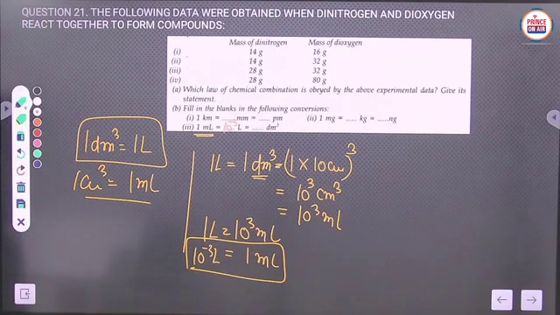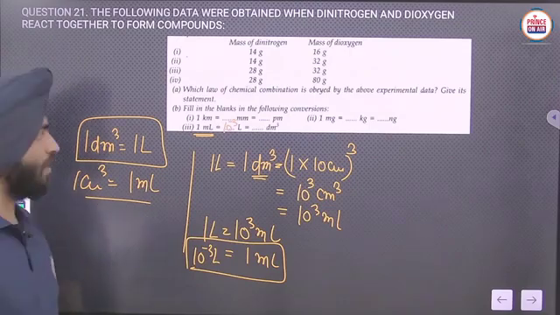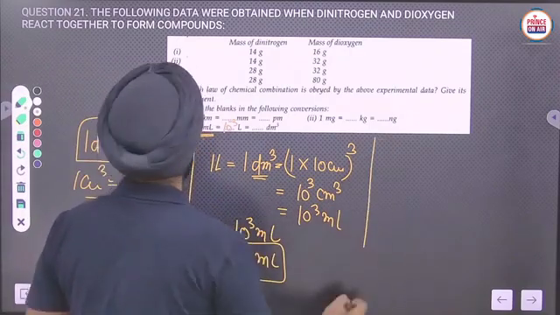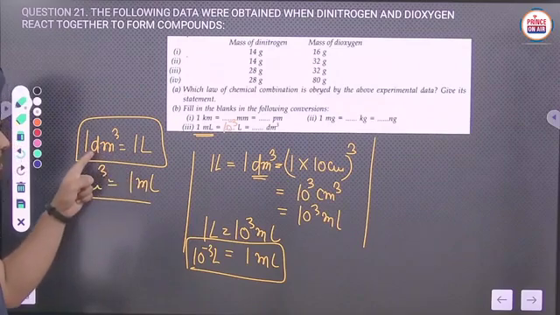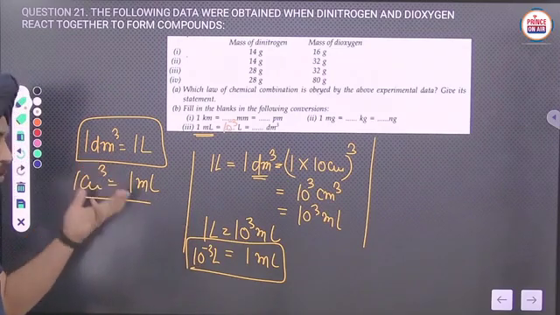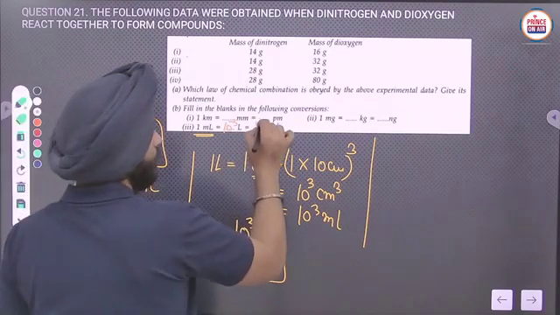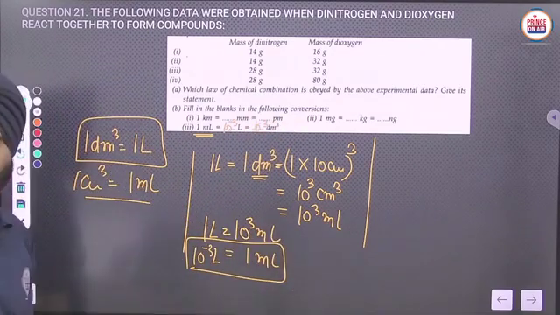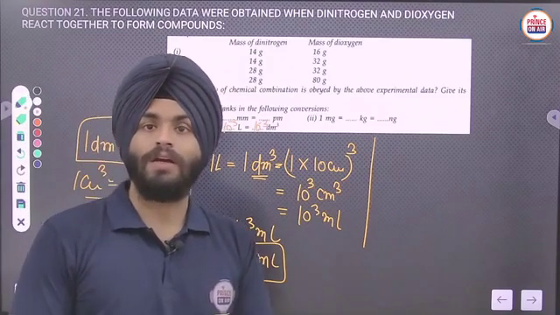Clear? So, next one is, we all know that 1 liter is equal to 1 cubic decimeter. So, 10 raised power minus 3 liter will come out to be 10 raised power minus 3 cubic decimeter. So, both are equal. Okay? Clear?